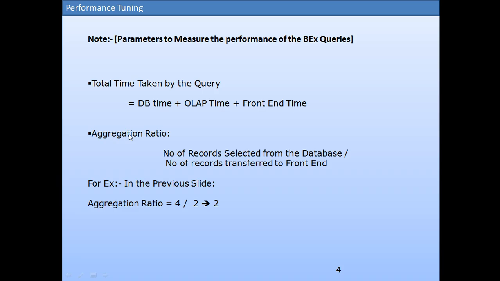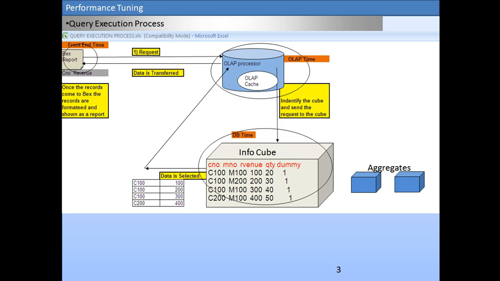One more thing you should know is a parameter called aggregation ratio, because based on this factor we decide whether to do certain things or not. That's going to be a deciding factor to do certain query performance activities. Aggregation ratio is the number of records selected from the database divided by the number of records sent to the front end. In the previous example, how many records did I read from the database? 4. And how many records am I sending to the front end? 2. So the aggregation ratio is 4 by 2, which is 2. And the higher the aggregation ratio, the more we can do to improve performance.